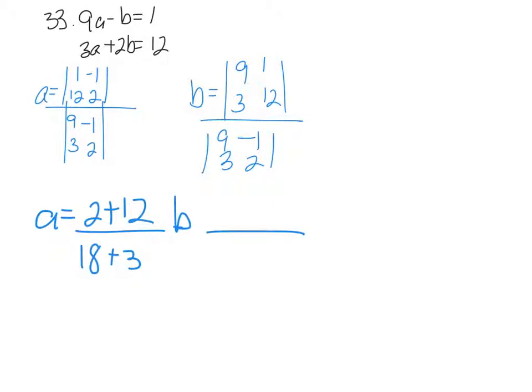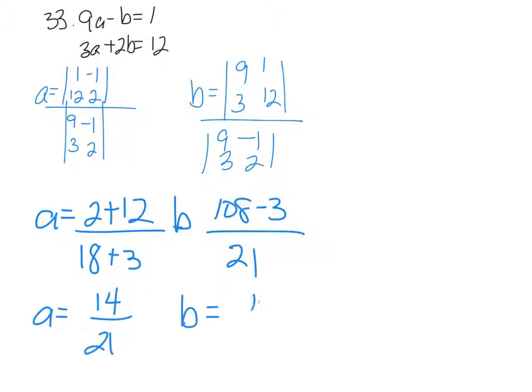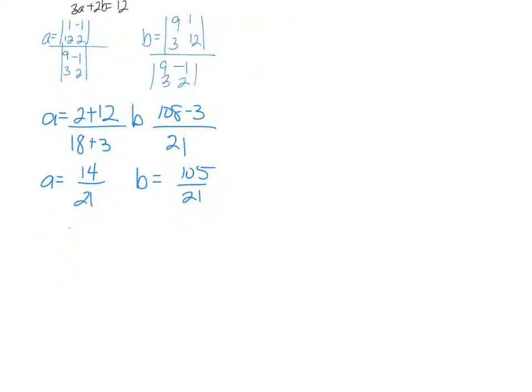And this is the exact same thing, so I'm just going to go ahead and add: 18 plus 3 is 21. And 9 times 12 is 108 minus 3. Okay, it makes you a little nervous when they don't come out even, but this is life. I think B is going to work better. We can reduce by 7, and 105 divided by 21 is 5.